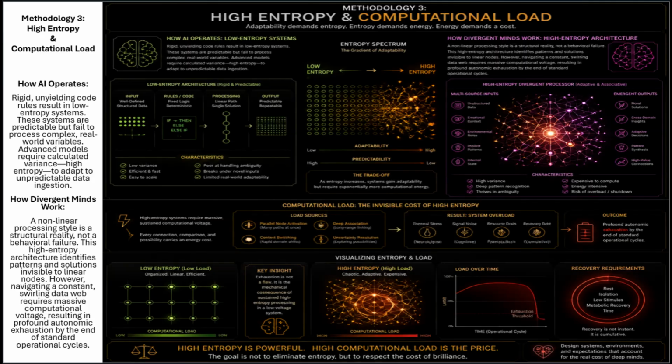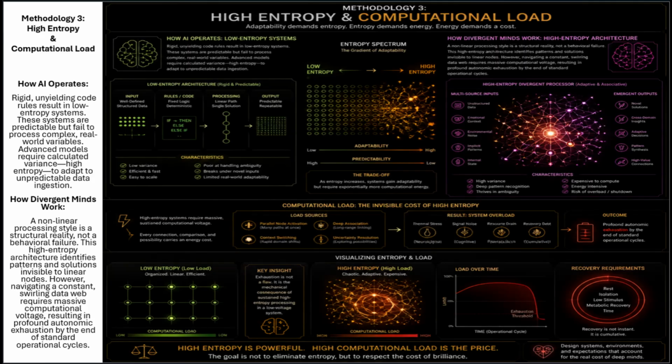Methodology 3. High entropy and computational load. How AI operates. Rigid, unyielding code rules result in low-entropy systems. These systems are predictable but fail to process complex, real-world variables. Advanced models require calculated variance, high entropy, to adapt to unpredictable data ingestion.